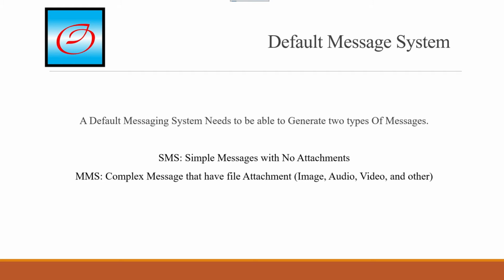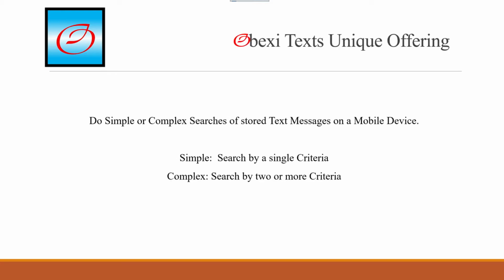Aside from being a default application, Obexi Texts provides enhanced search and review of stored text messages. Text messages are communications that contain information. Information in text messages can be harvested by scrolling through them or doing a basic, simple string search. Current text messages can only be searched by a single alphanumeric string, a simple search. That is to say, you can search the body of a text message for a specific alphanumeric string.